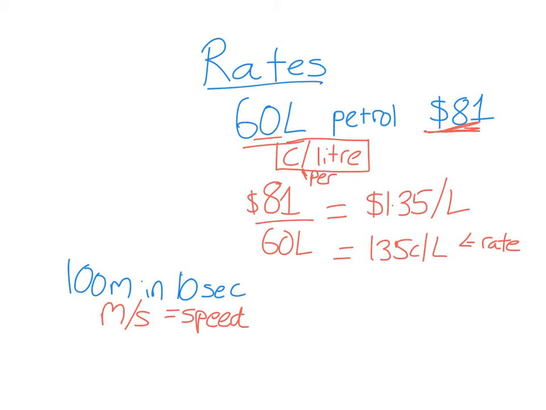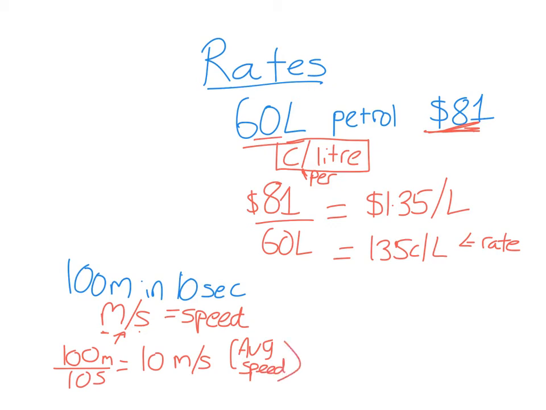Because I want metres per second, and this line here means divide, I do the number of metres divided by the number of seconds. So 100 divided by 10 is 10. If I travel 100 metres in 10 seconds, my average speed is 10 metres per second. So on average, each second I go 10 metres.